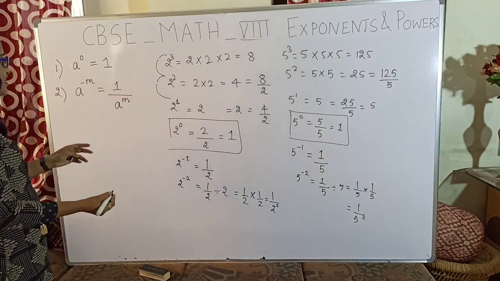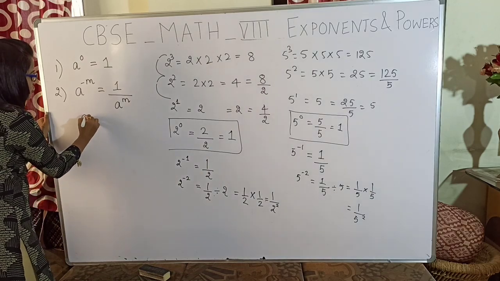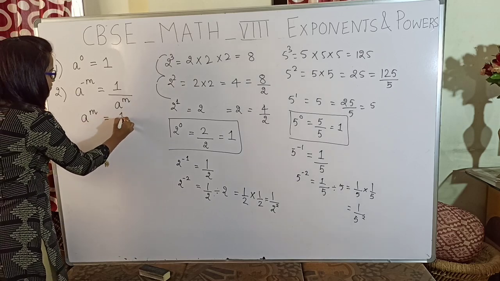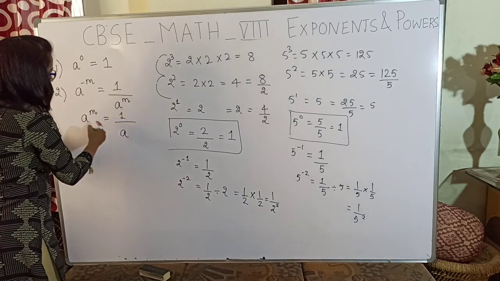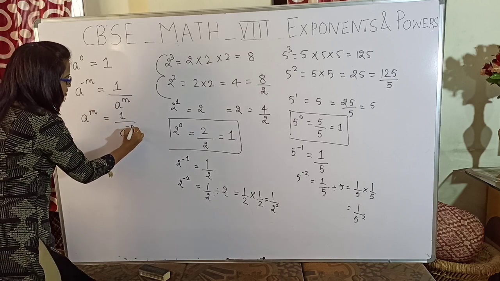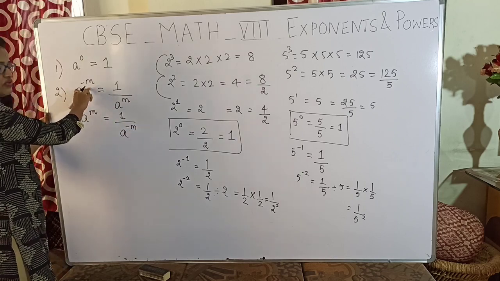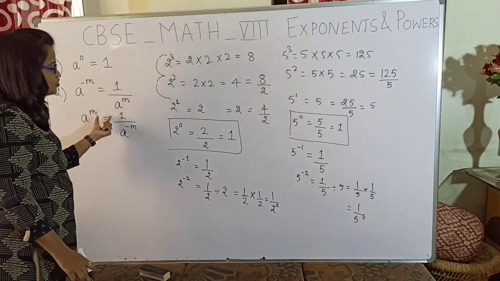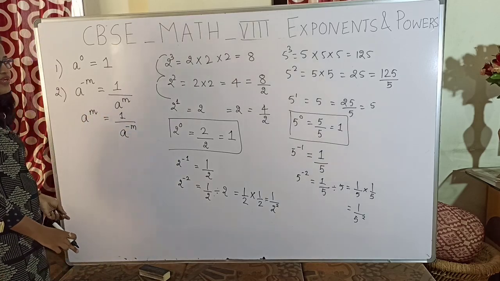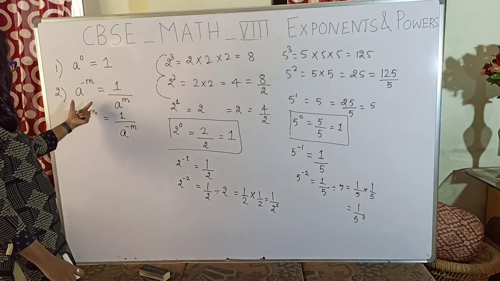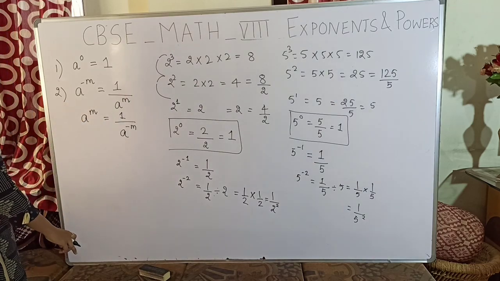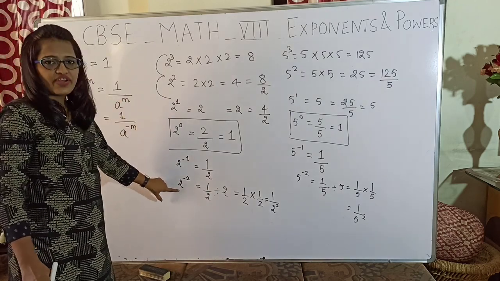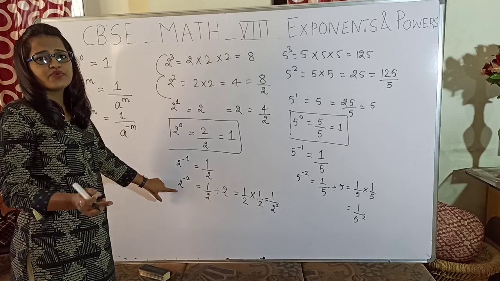Okay, you can write its inverse also. Suppose a raised to m is my original number, and if I shift this to the denominator, this positive will become negative. So if the exponent is negative, after shifting to the denominator it becomes positive. If the exponent is positive, after shifting it to the denominator it becomes negative. So this is the way of writing it, because we cannot find the value of a number whose exponent is negative.